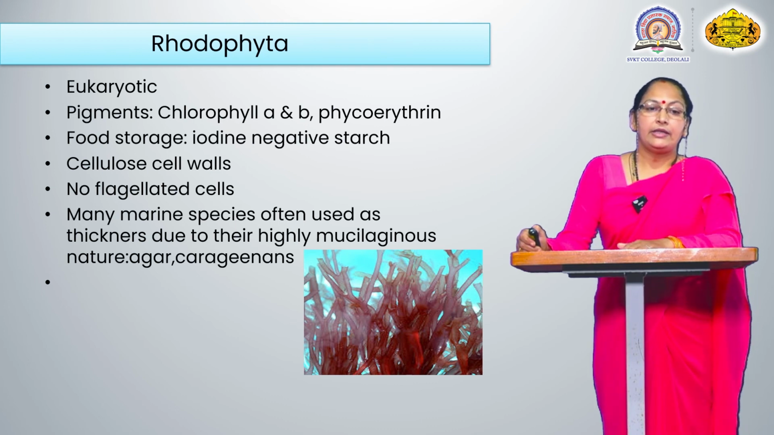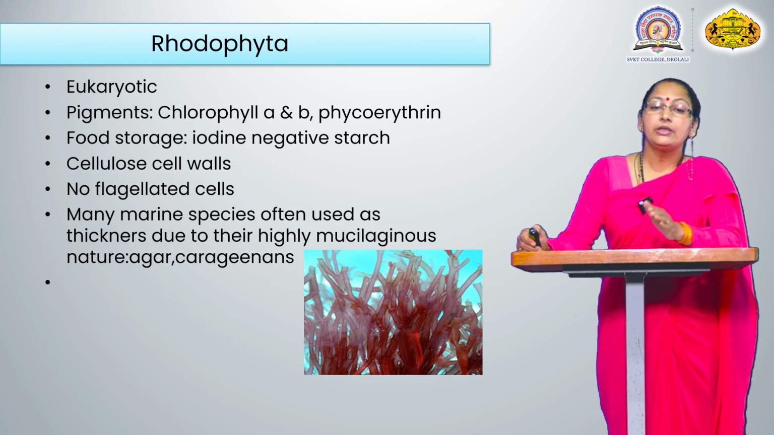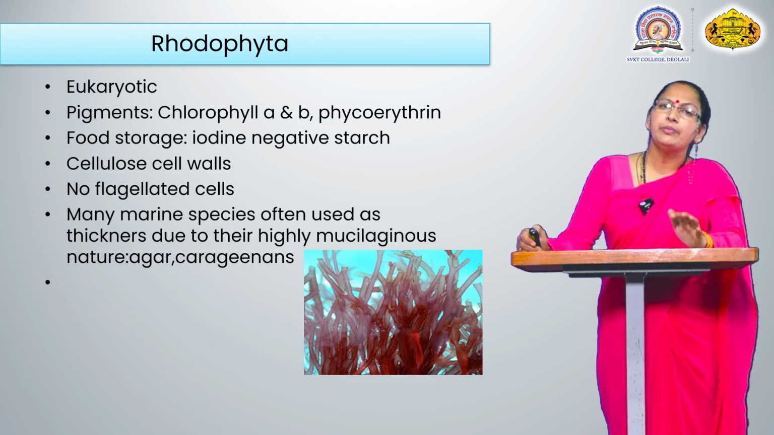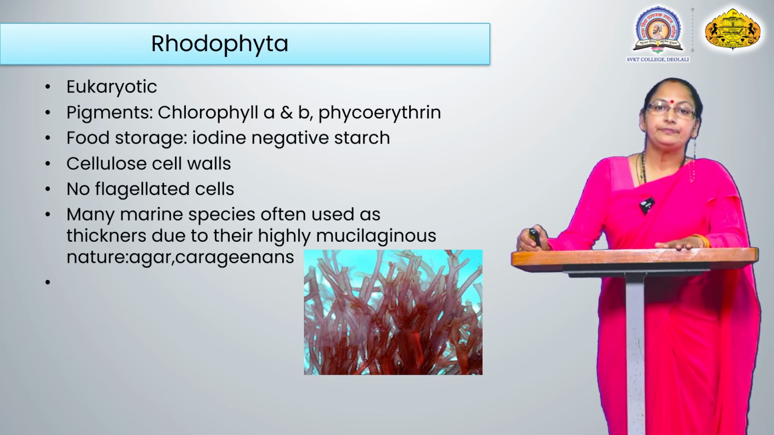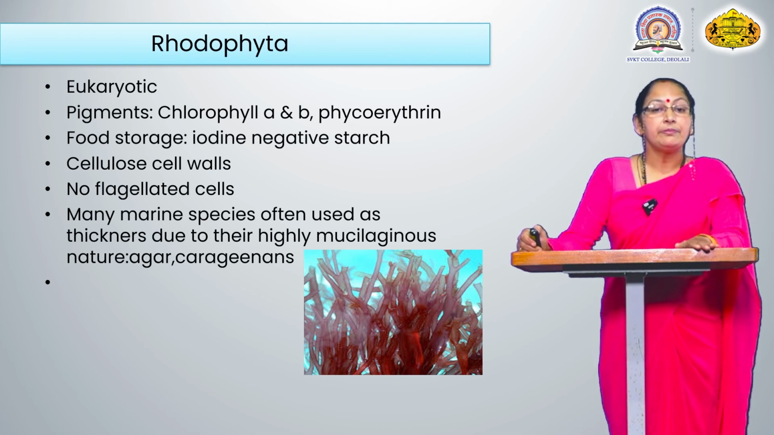Then the next character: many marine species are present. Rhodophyta is a marine alga. It is present in the sea, in marine water. That's why it is a marine alga, and many marine species are present in the red algae.